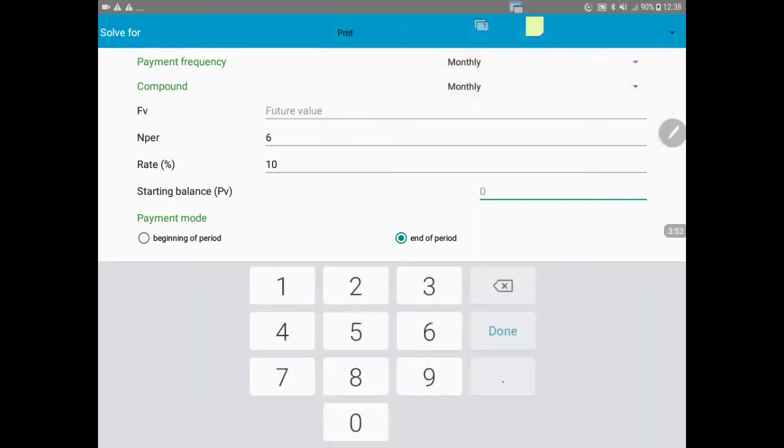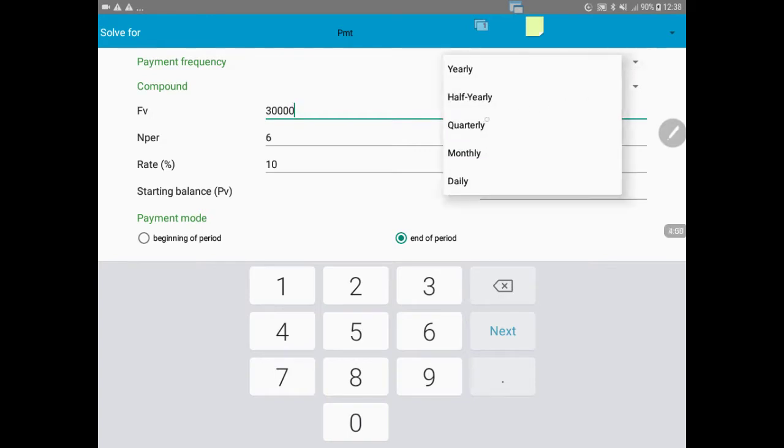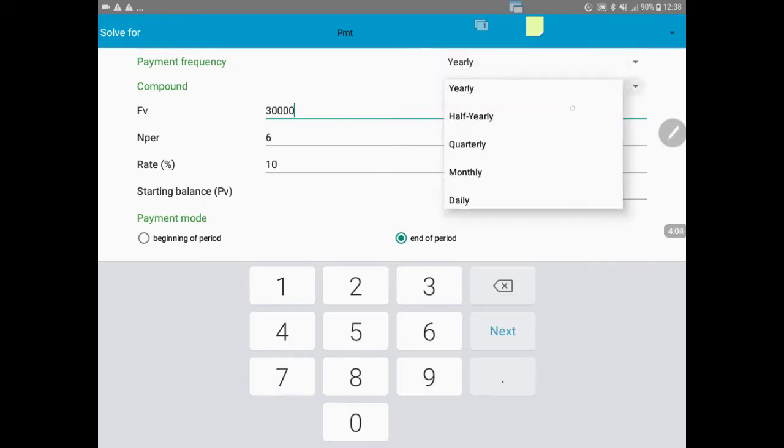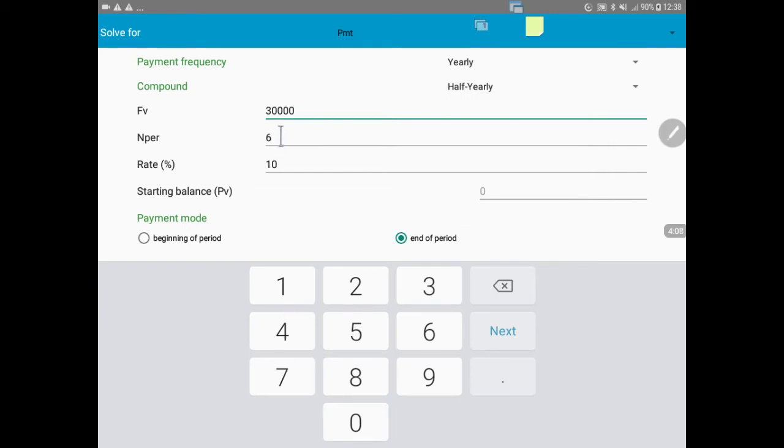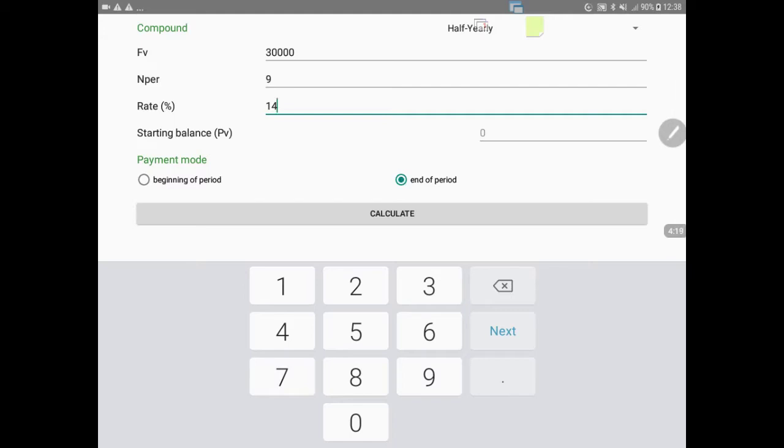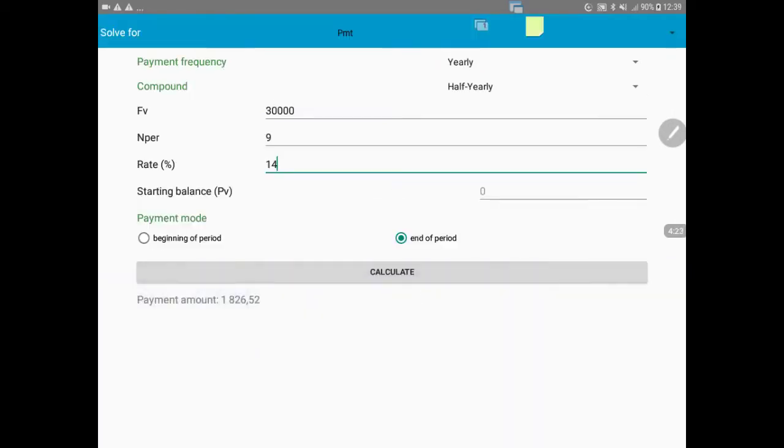I think our calculator can also calculate our PMT. There we say PMT, future value is 30,000 rands. Payment frequency is yearly, compounded yearly. Then our number of payments is 9 payments. The interest rate is 14%. Payments are made at the end of the period, meaning payment mode. We compute.